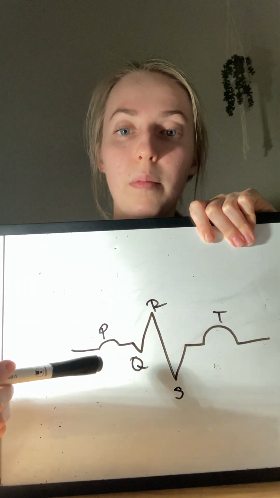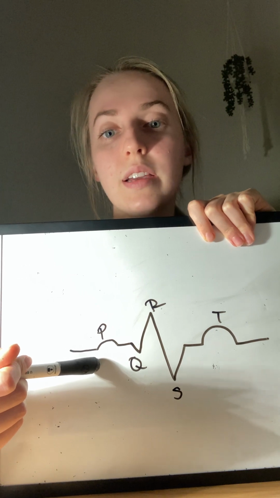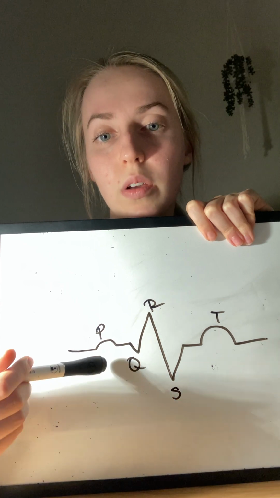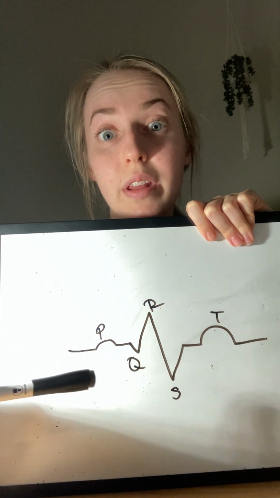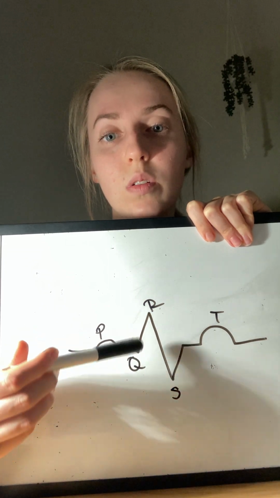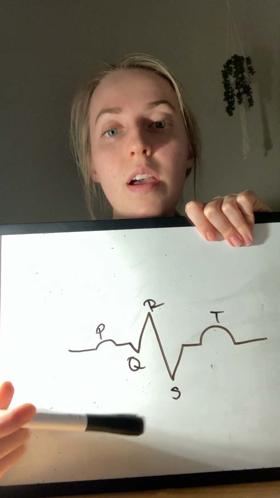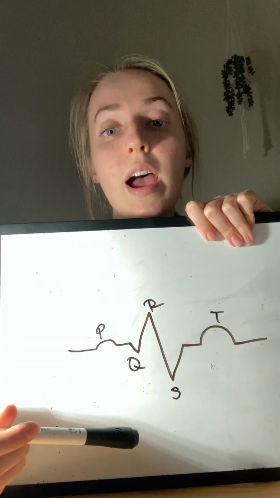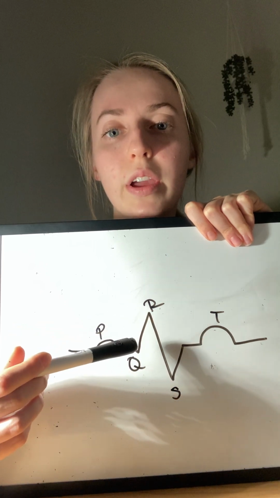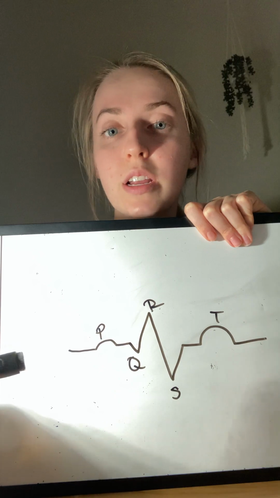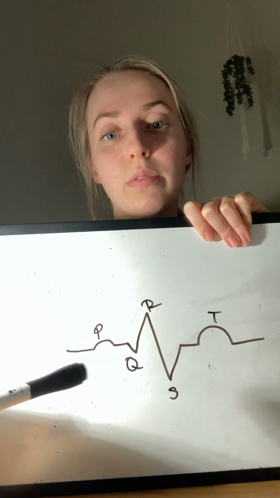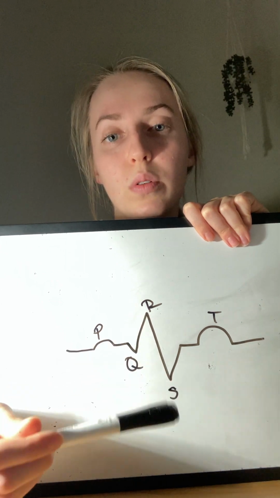So when the P wave occurs, that is when there will be atrial depolarization. This is where the atriums depolarize, so that's when they contract. And then the QRS complex, when the signal is right there, that's when we're going to have ventricular depolarization, as well as atrial repolarization. So when the ventricles are contracting, the atriums, which had just previously contracted, are now relaxed. And then finally, we have the T wave, and that is going to represent ventricular repolarization.